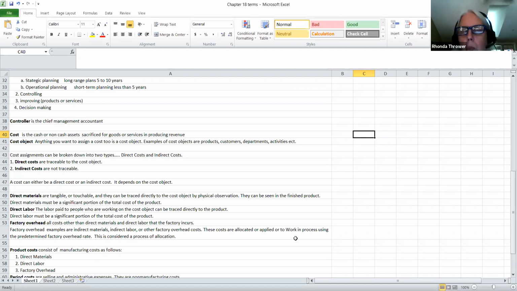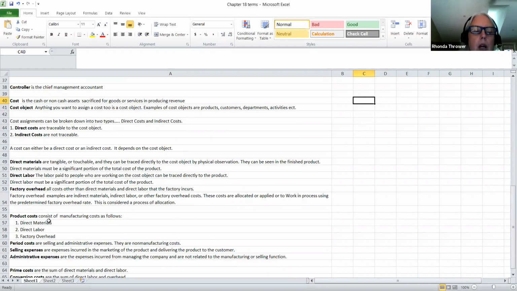But basically, work in process is where we've started converting materials, but they're just not through yet. There's an inventory account that we'll keep up with called work in process. And work in process will be allocated factory overhead. They will do that using a predetermined factory overhead rate that I'll show to you later on in this semester.